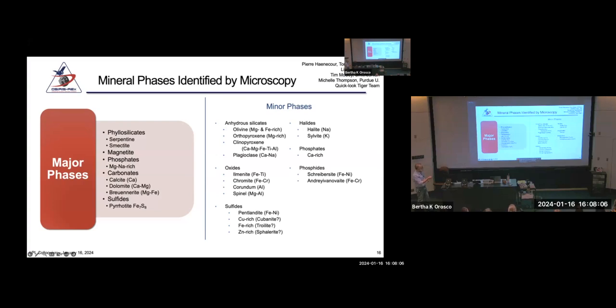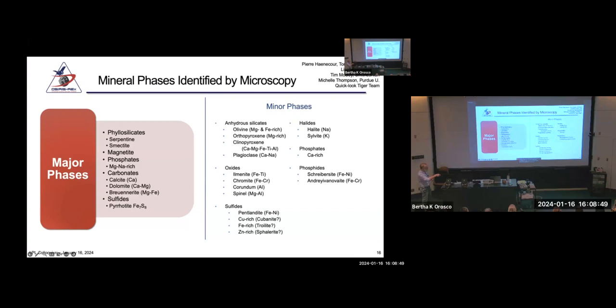We see lots of minor phases like anhydrous silicates, olivines, pyroxenes, plagioclase, different iron, titanium, chromium, aluminum, and magnesium oxides, and a range of sulfides we haven't identified fully yet, but we see nickel-bearing, probably a phase we call pentlandite, and copper-rich, iron-rich, and zinc-rich sulfides. So lots of work to sort out what's going on there. Some halides like sodium chloride and potassium chloride, which is exciting because that also is indicative of an aqueous environment. A few minor calcium-rich phosphates, and then some very reduced iron phosphides like schreibersite and andreyivanovite. So a lot of different minerals present in the sample.